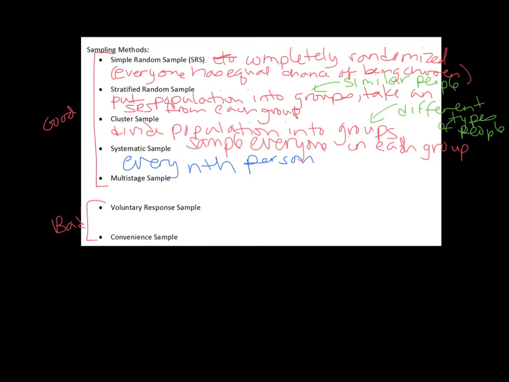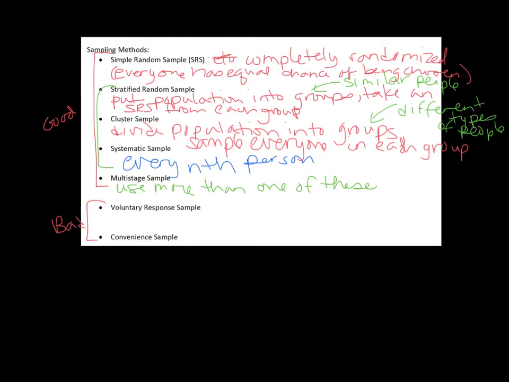So a multi-stage sample, this one, I don't think it's actually even in your book. It might be listed in there. It usually doesn't appear on the AP test, but just in case you hear this at some point in the future, a multi-stage sample is going to use more than one of the above. And by the above, I actually mean the second, third, and fourth ones. Not the SRS. Sometimes people think stratified random is a multi-stage because it uses an SRS, but not necessarily. So it's going to use more than one of the above.